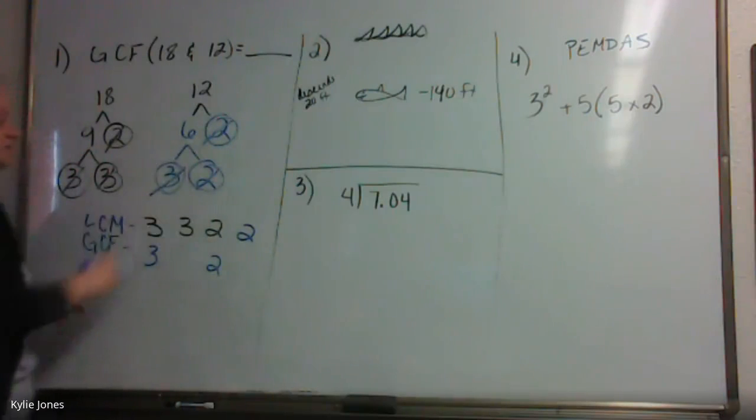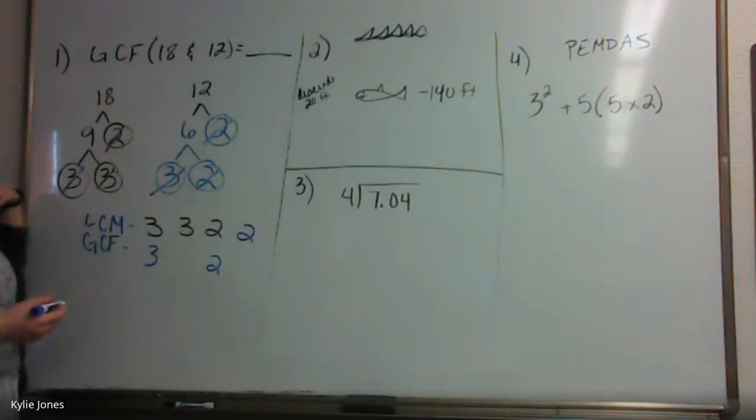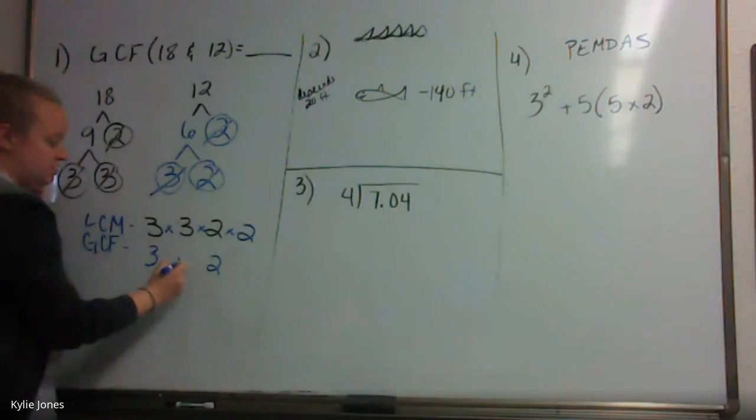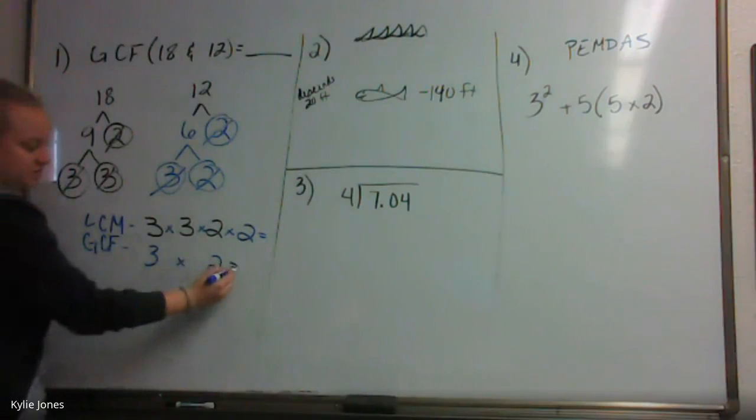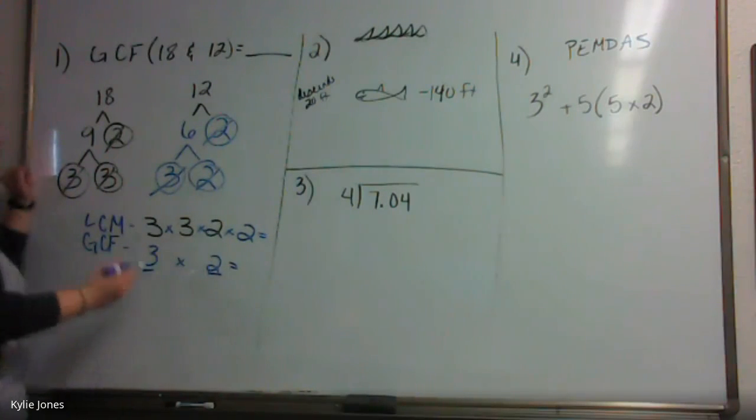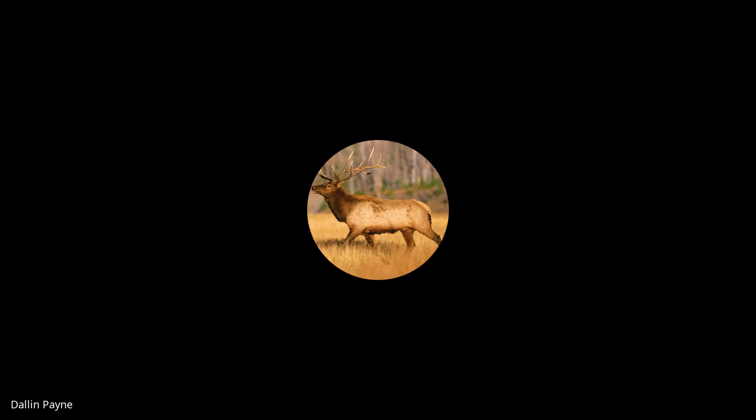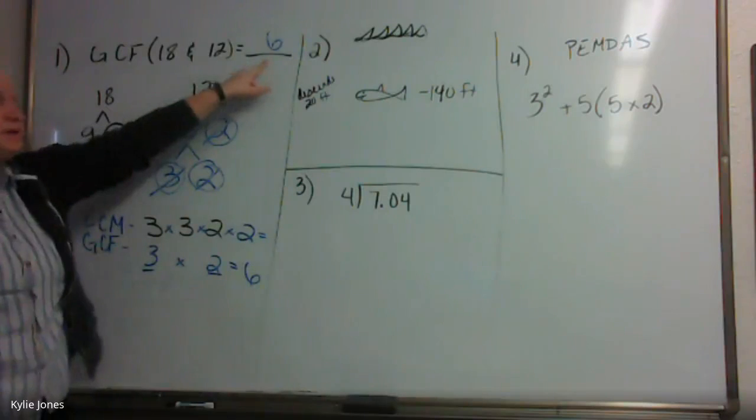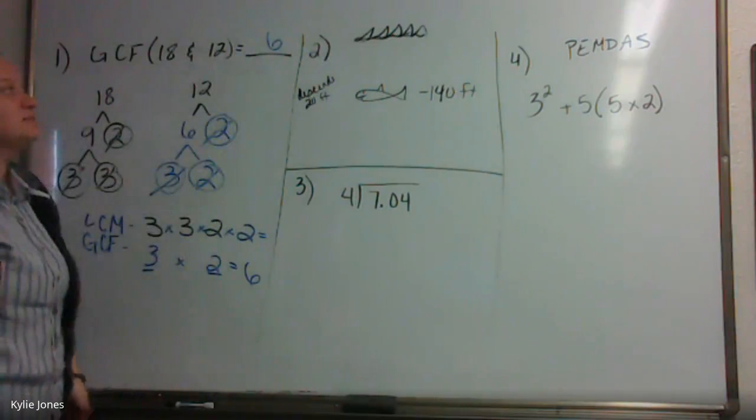Okay, so now we have our list of numbers. What do I do with all of these? You multiply them. Good, we got to multiply them all together. We don't need to do the LCM. We just need the GCF. So we just need to do 3 times 2. What is 3 times 2? 6. So our GCF is 6. The number that's the biggest that goes into both 12 and 18 is 6.